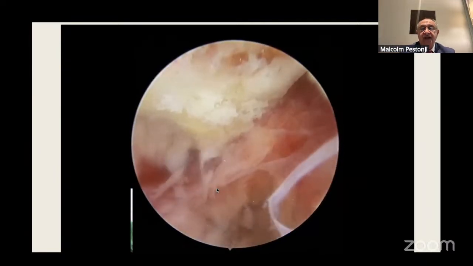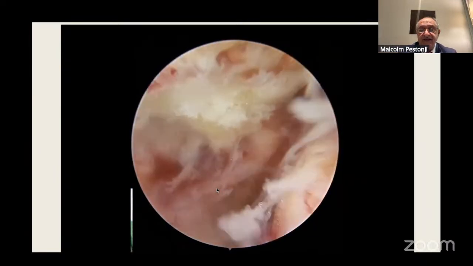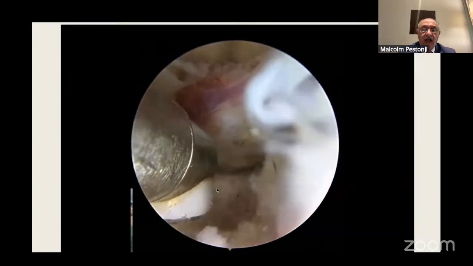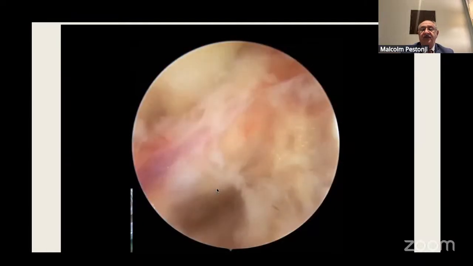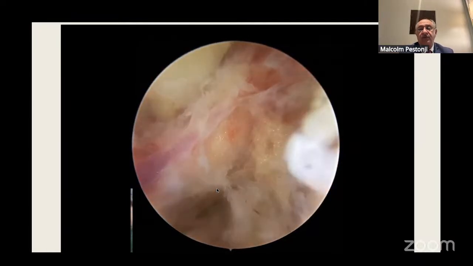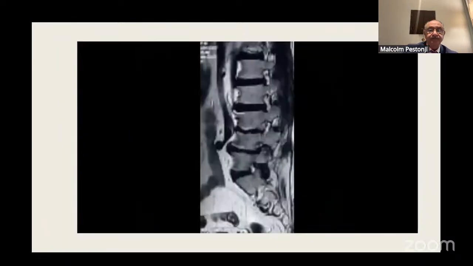And finally, you can see the exiting root very nicely. And then when we go down onto the disc and out onto the vertebral body, outside the foramen, you can see the root is lying between two bones without the support of the disc. That, gentlemen, is decompression in an ICLF.